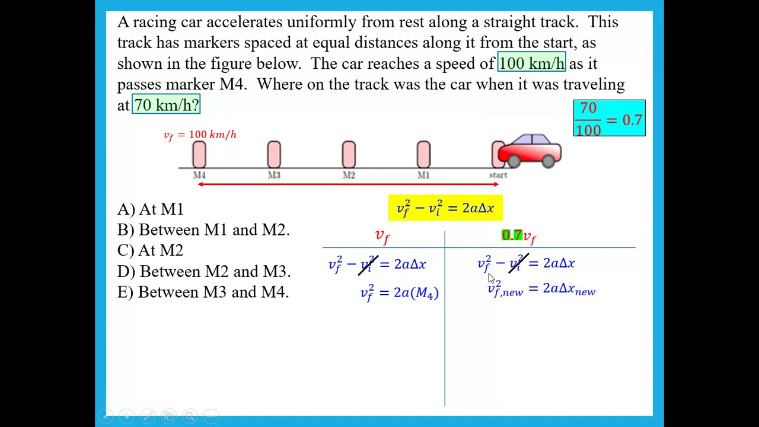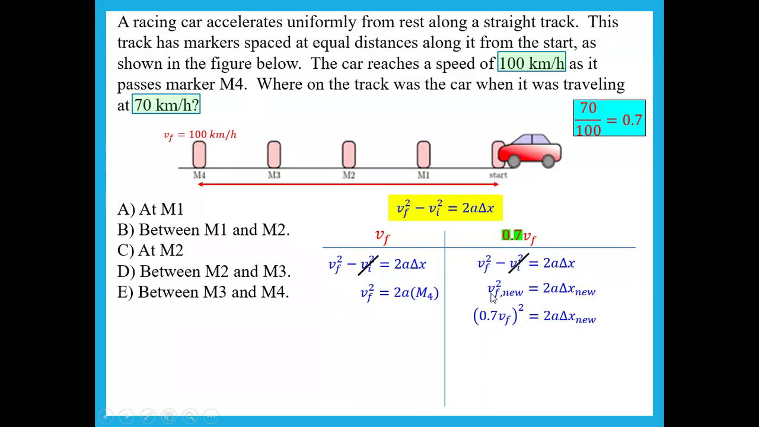So I can express this VF as VF new, quote unquote new, because it is the second condition: VF new squared equals 2A times delta x. And then what is this delta x? Well, I don't know. That's what we're trying to figure out: where is it when it reaches a speed of 7 kilometers per hour? So instead of calling it delta x, I'll just call it delta x new. If you like the subscript new, use it. If you don't, discard it, call it 1, 2, whatever you want, okay?